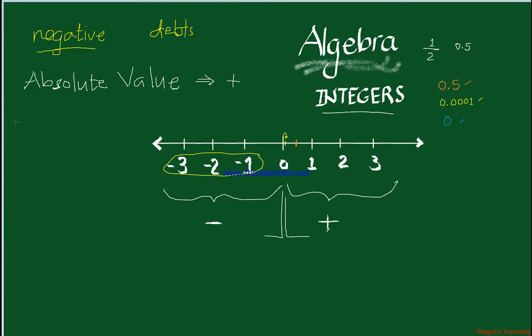Okay, absolute value. For example, we have the absolute value of 3. That would be equal to positive 3. Say we have the absolute value of negative 2. We will have positive 2. I do not mean that we negate this negative to have this positive, because absolute values are always positive.